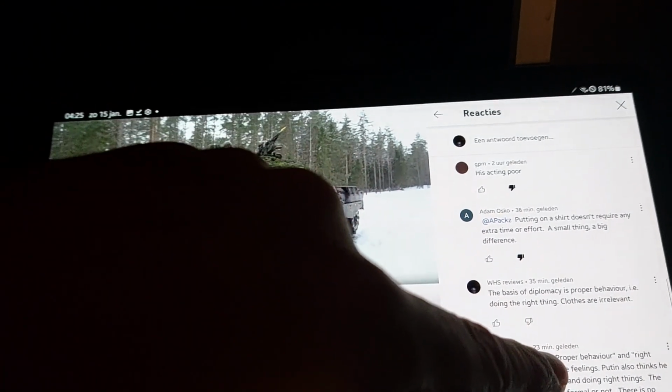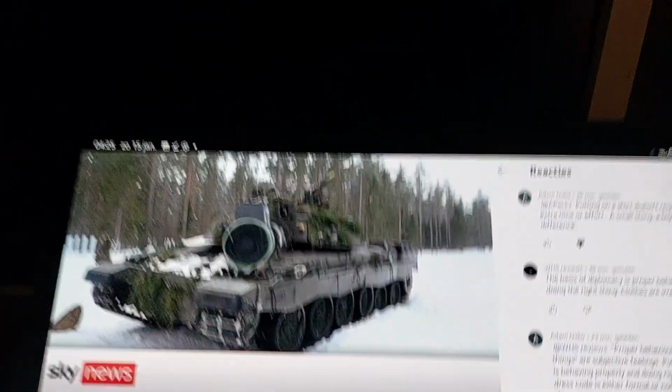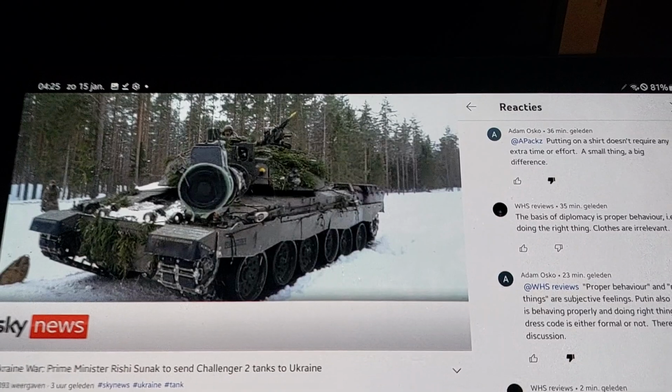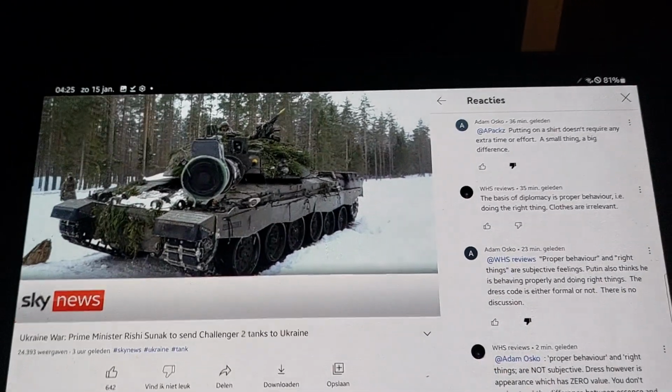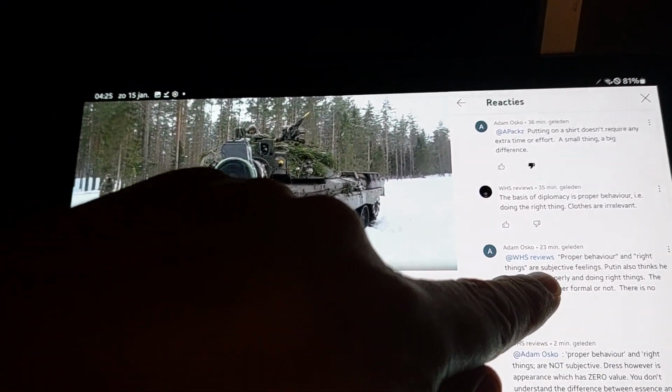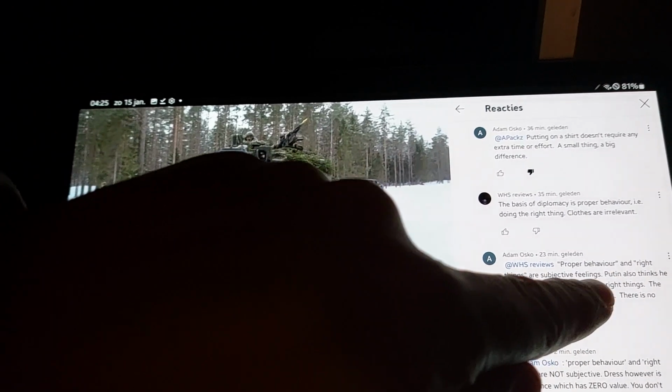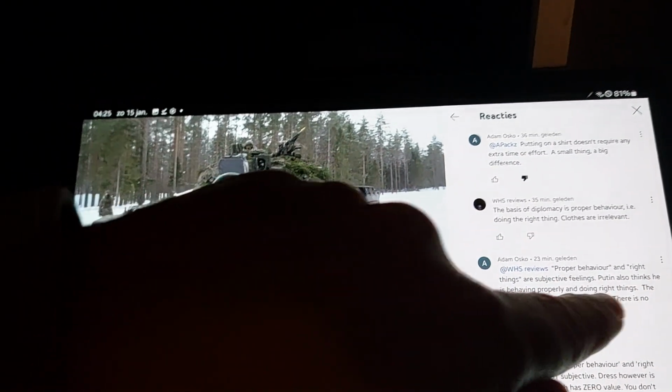Putting on a t-shirt doesn't require any extra time or effort. Of course it requires extra time or effort. You need to put on a different t-shirt or some extra clothes. Small thing, big difference. Small thing, small difference. So I said the basis of diplomacy is proper behavior, doing the right thing. Clothes are irrelevant. And he says proper behavior and right things are subjective feelings. That's not true. Putin also thinks he's behaving properly and doing the right things.